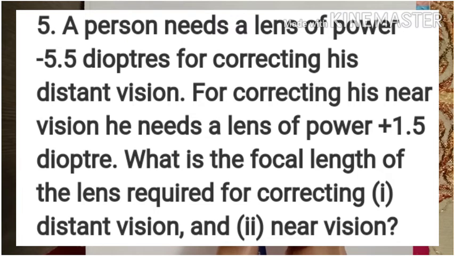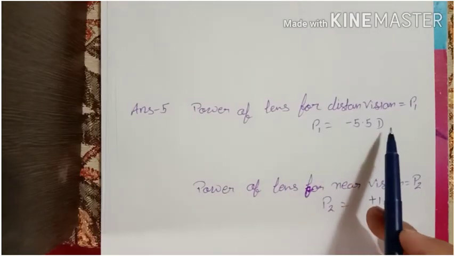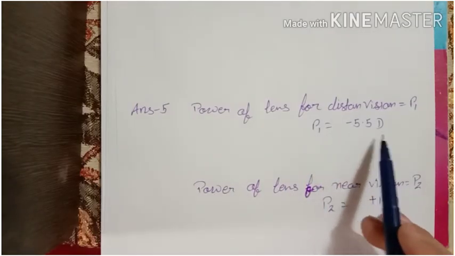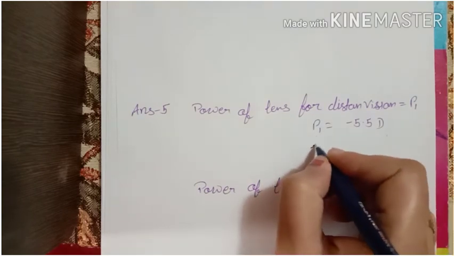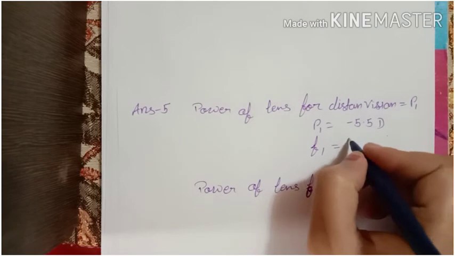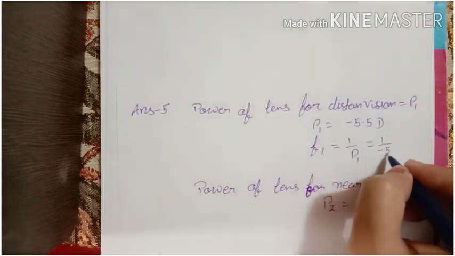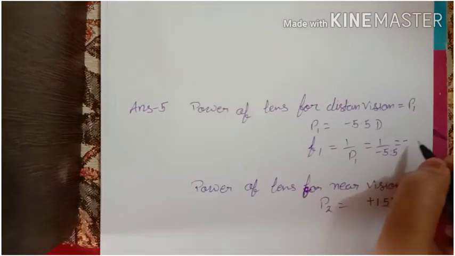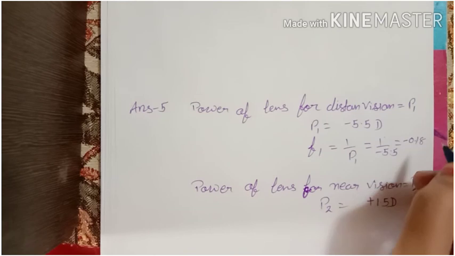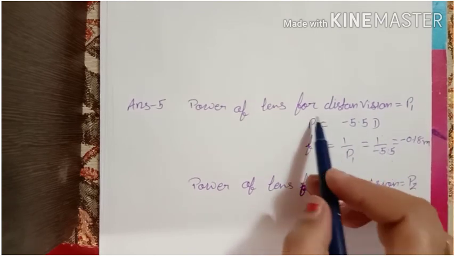Power is given for the distance vision and the near vision. So we can write here power of lens for the distant vision P1 equal to minus 5.5 diopter. So F1 equal to 1 upon P1, equal to 1 upon minus 5.5. This will be equal to negative 0.18 meter. Okay, this is the focal length of the lens for the distant vision.